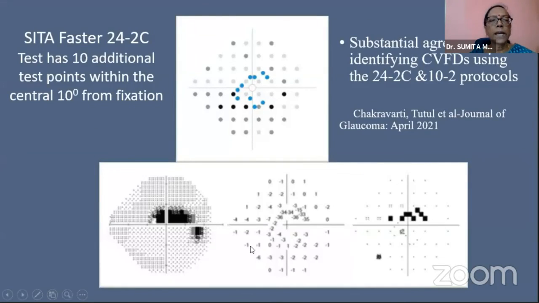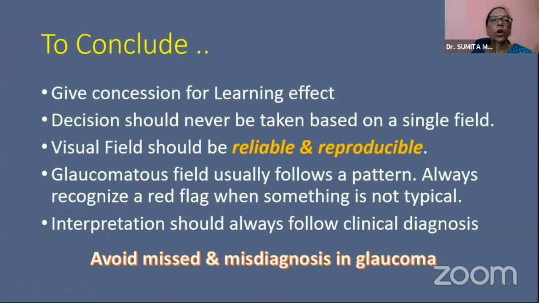And in the Humphrey machine, the SITA Faster program has come out with the 24-2C, and the test has 10 additional test points within the central 10 degree fixation. These points are not symmetric; they are located in the areas which are usually affected in glaucoma. And Madam Tutul will tell us more detail about this, because she has extensively researched this particular segment, and there is substantial agreement for identifying the central visual field defect with the 24-2. So we should not miss the paracentral scotoma.